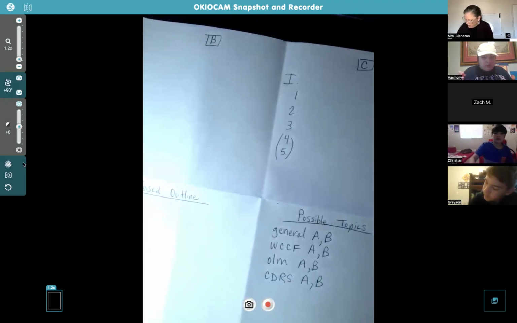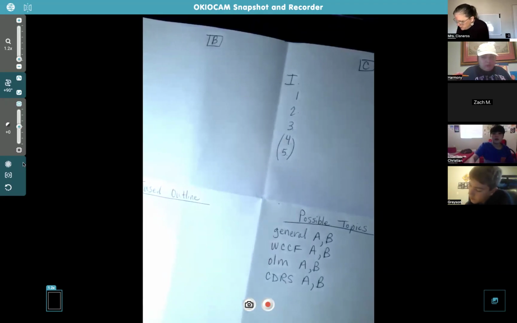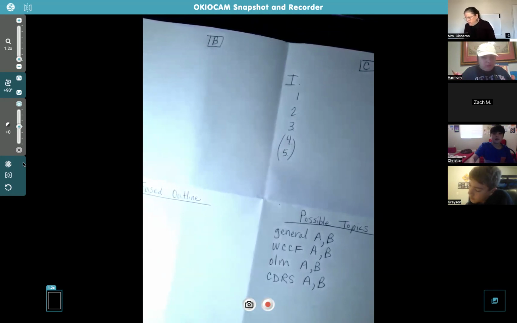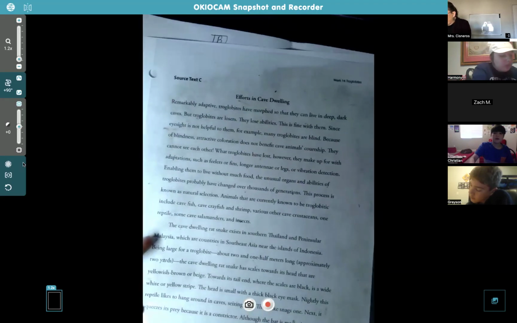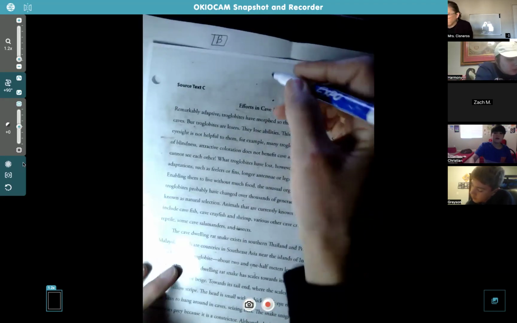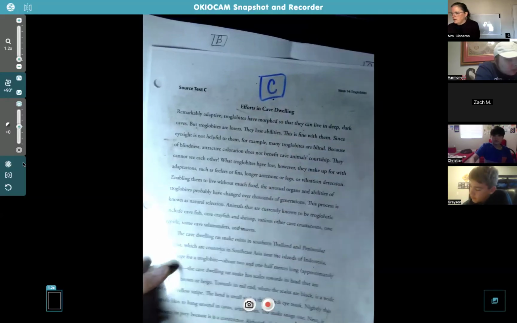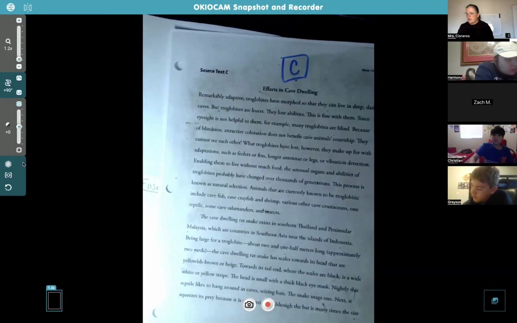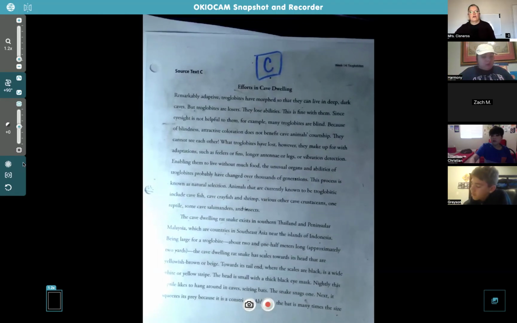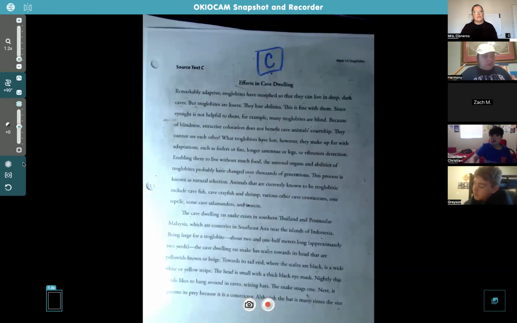Now, moving on to C. And this one here. Go ahead. We'll start by putting a C at the top. That way we don't forget. C with a box here, top of that one. And then efforts in cave dwelling is the name of this article, page 133. So Zach, when you're ready, just read the first sentence, kind of do some skimming, pick out some words, and then tell me what you think this one's about.